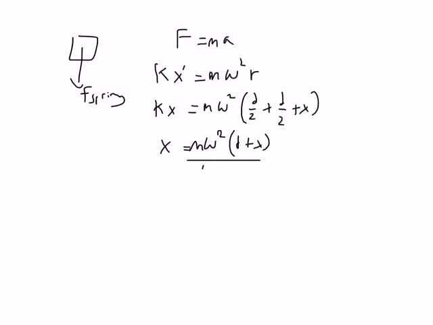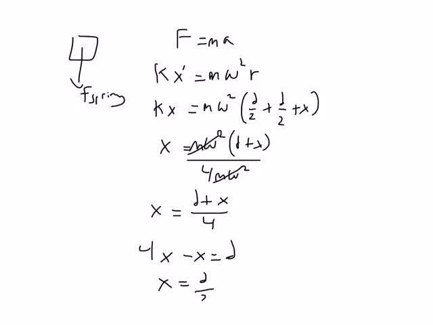We divide by k, which is 4m omega squared. So we cancel lots of stuff, and we get x equals d plus x over 4, or 4x minus x equals d, or x equals d over 3. Right? So when we center the rod, now the spring, instead of being stretched a distance d over 2, it's now stretched a little bit less, d over 3, because it's a smaller radius to maintain the same angular velocity. So it all makes sense. Okay.